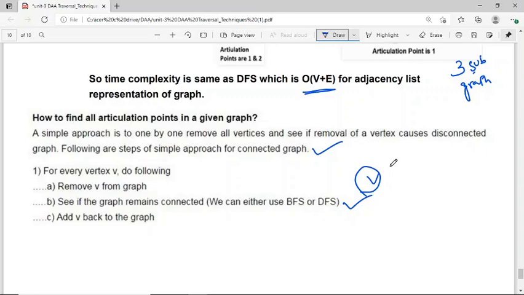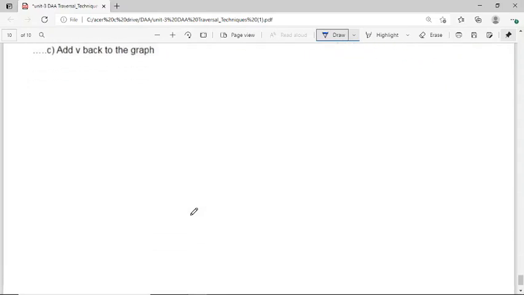Check whether the graph is connected or not, and add V back to the graph. After that, if it is still connected, then add the same vertex, whatever vertex you removed, back to the graph and remove another vertex. So follow these steps again and again until you reach all the vertices. Then only you can say it is a connected graph or a biconnected graph, or you will identify whether there is any articulation point or not.